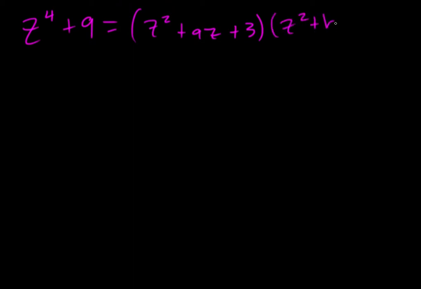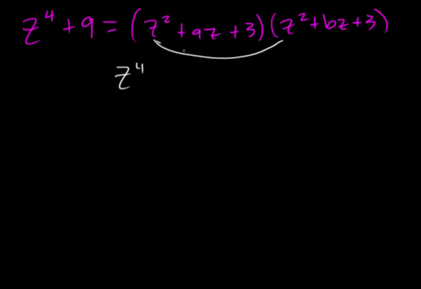Okay. Find constants a and b if z to the 4th plus 9 equals z squared plus az plus 3 times z squared plus bz plus 3. Okay. So we're going to have to multiply this out again. So we're going to do this.